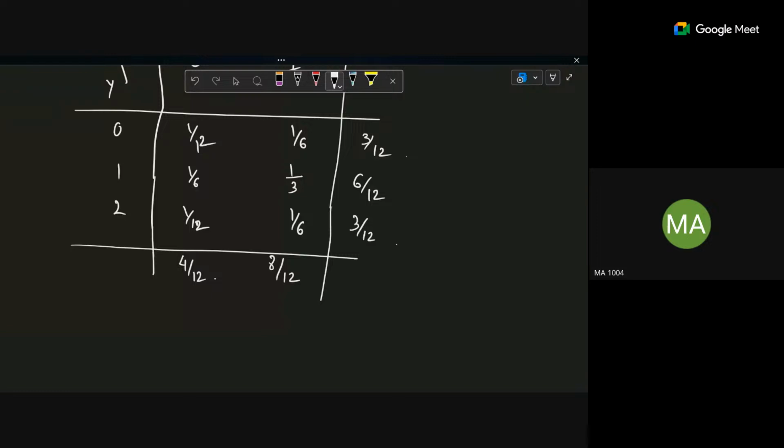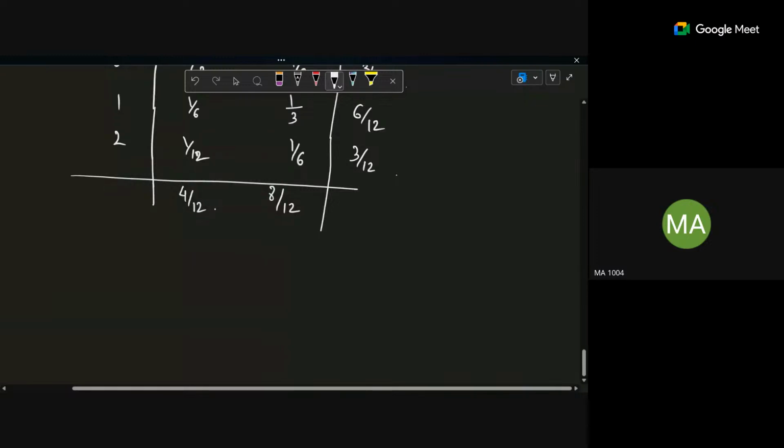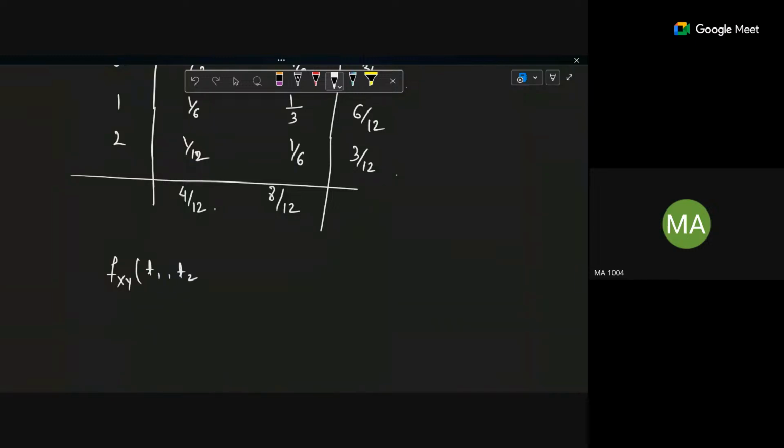Once you know the marginal PMF and joint PMF, it's very easy to check whether your X and Y are independent or not. How to check that? Multiply the corresponding marginals. What's the rule? Your fxy at, let's say, point T1 and T2 should be equal to Fx of T1 into Fy of T2.